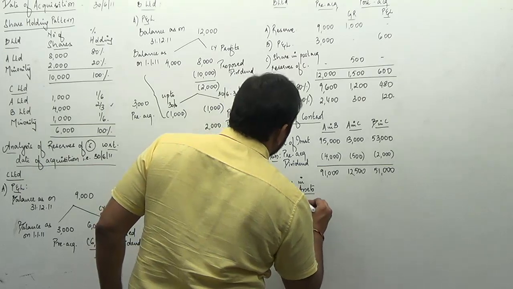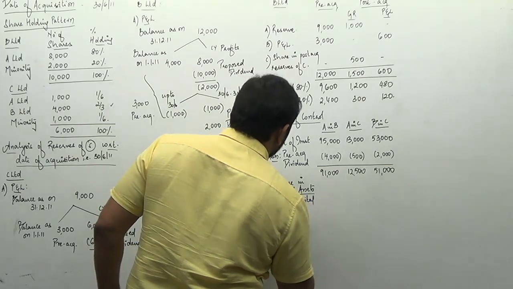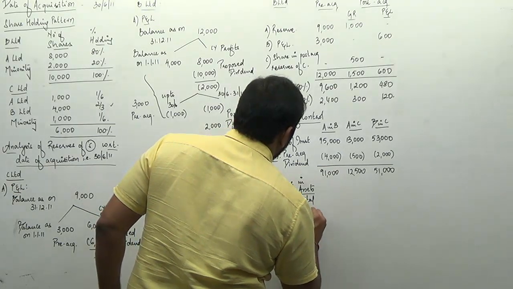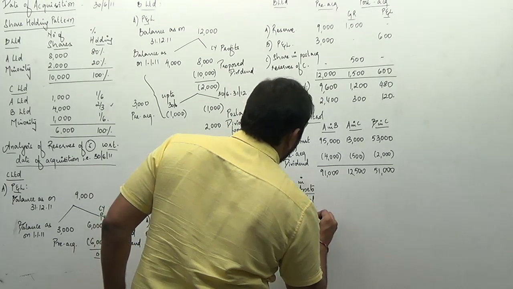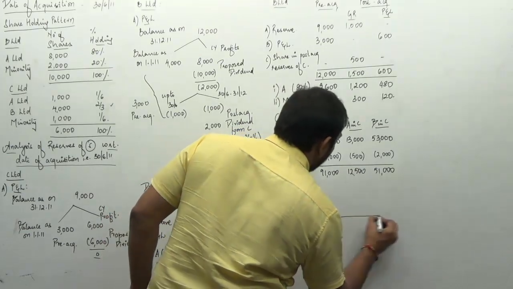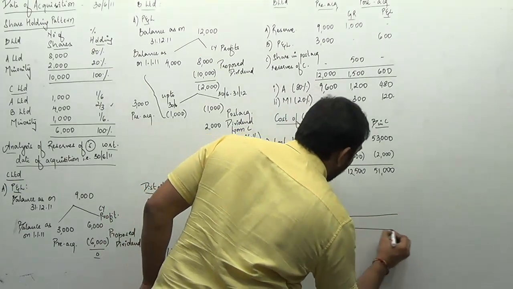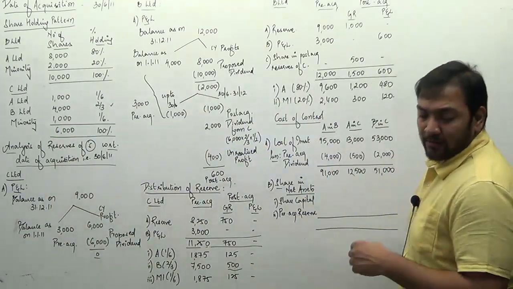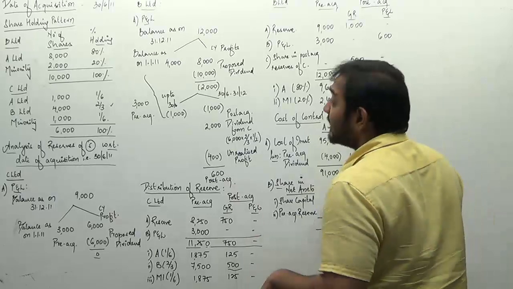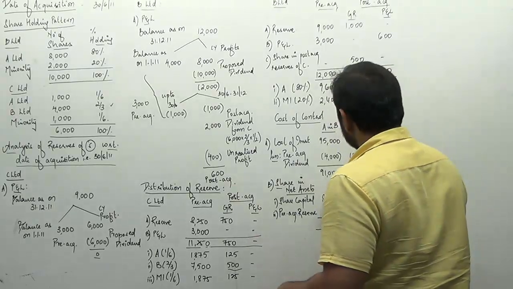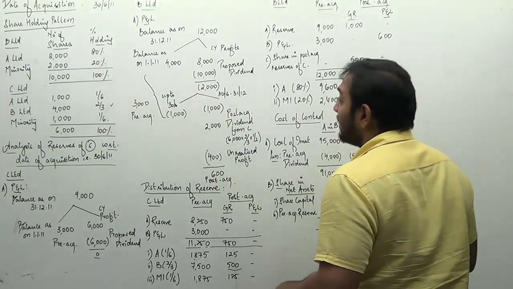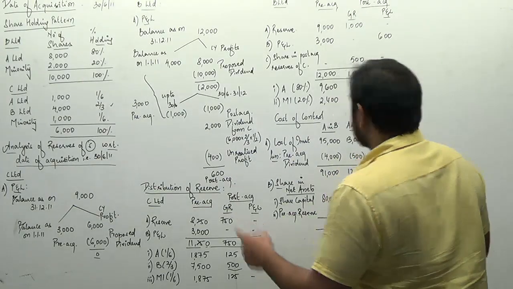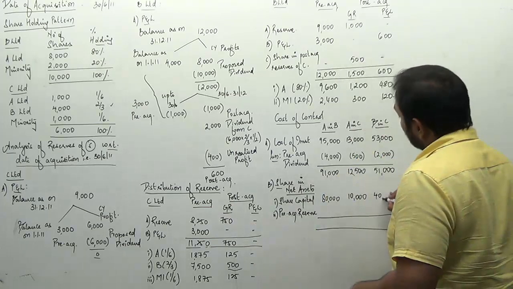Divided between share capital and pre-acquisition reserves. Each share has a capital face value of 10 rupees. A and B, 8,000 shares, 80,000 share capital. A and C, 1,000 shares, 10,000 share capital. B and C, 4,000 shares, 40,000 share capital.